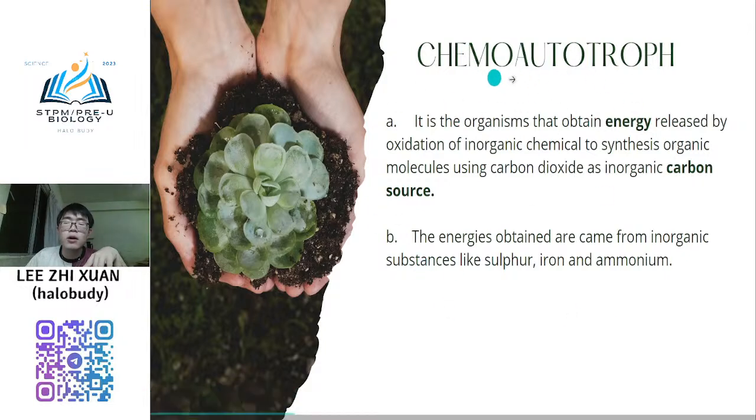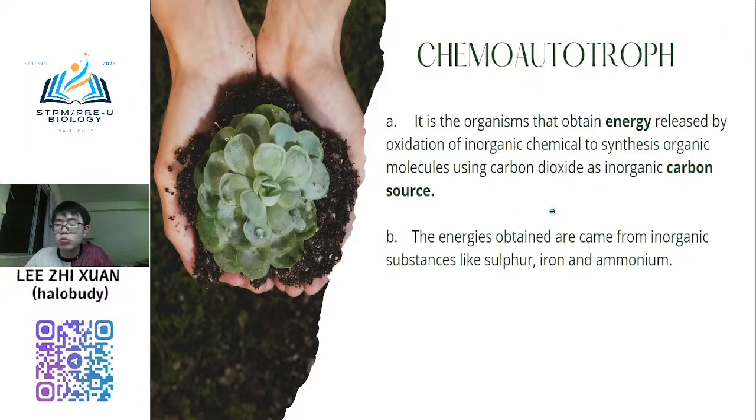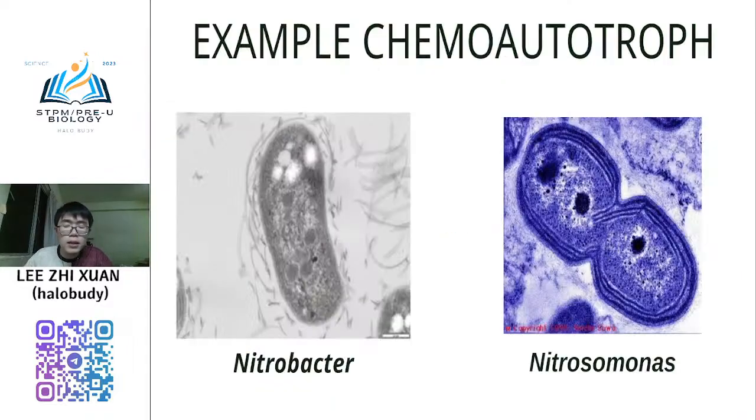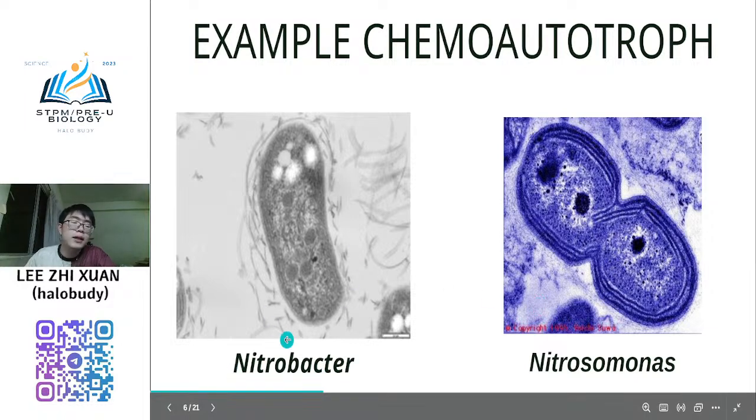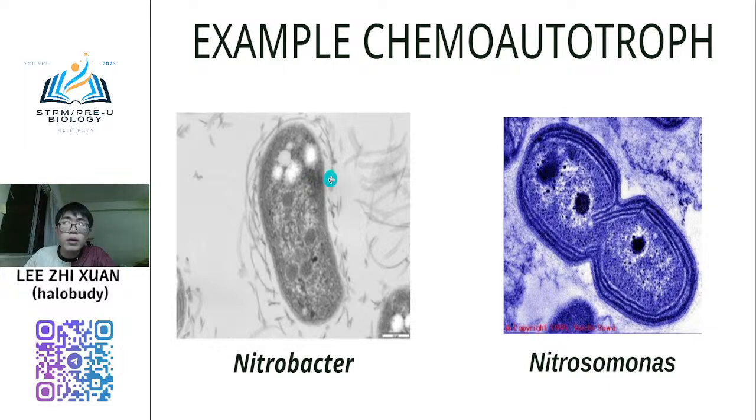This is what we call a chemoautotroph. So the main difference is the energy source is totally different. Photo is from light. Chemo, the energy source is from inorganic chemicals. Okay, so this one you need to know because maybe in the exam it will come out. The examples of chemoautotrophs are these two types, Nitrobacter or Nitrosomonas. Both types of bacteria involve inorganic nitrate. They will use nitrate as an energy source.